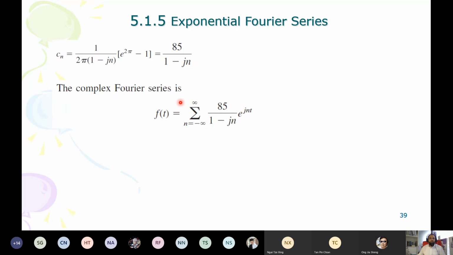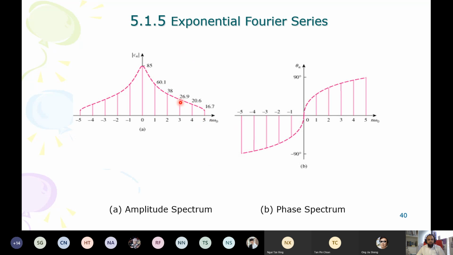So for many of the students, this is the easier one to find out, because we just find one coefficient and we just place it. But if you feel comfortable, you can do the trigonometric Fourier series as well. But they both will have the same result. Magnitude and angle, and when you plot it, we get something like this.